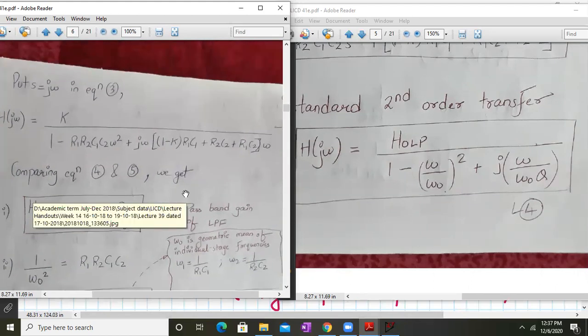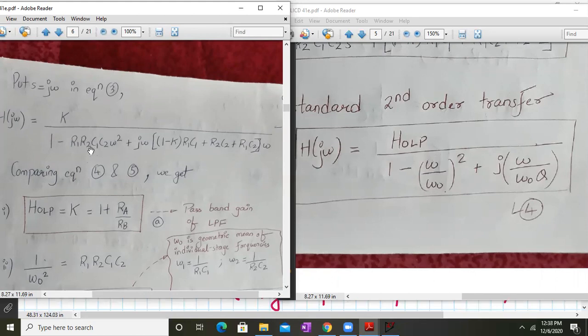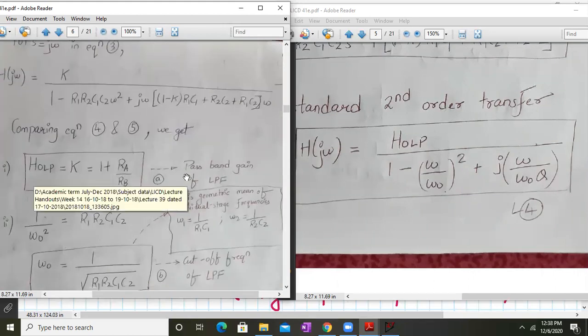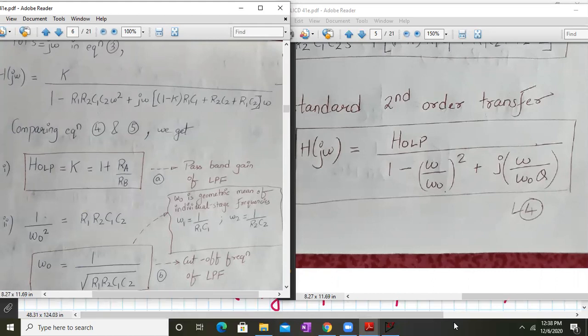Now we also need to compare the second term over here, minus omega square upon omega naught square. So here we have omega square. So omega naught might be R1, R2, C1, C2. So we substitute by comparing, we get 1 upon omega naught square will be equal to R1, R2, C1, C2. Okay. So basically this is what we get.